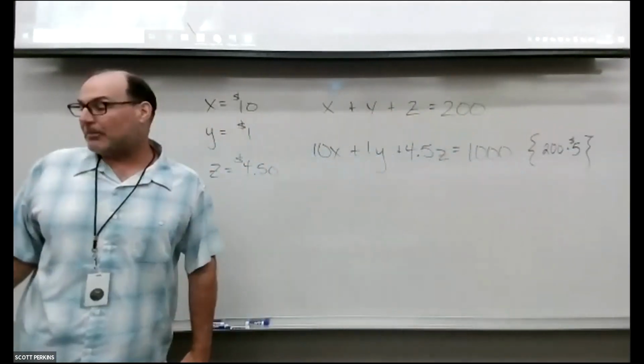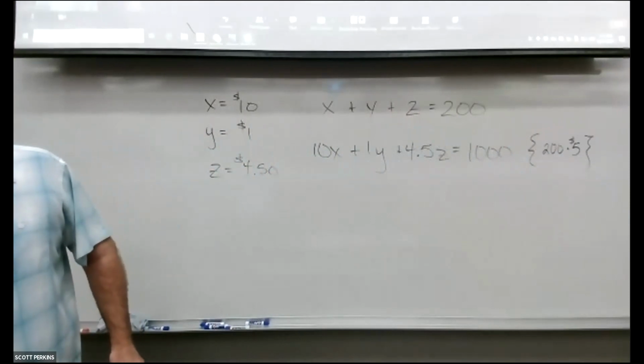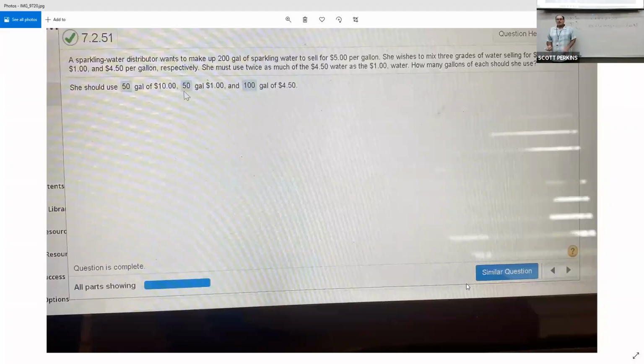I've got 3 variables, so I have to have 3 equations. So let's go back to the problem one more time. And when I do that, here's the caveat we were given. She must use twice as much of the $4.50 as the $1. Now, Kyle, I might have led you astray because this wording always ties my brain in a knot.